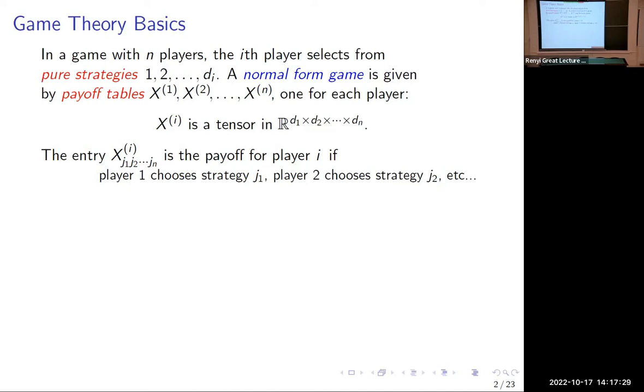And the interpretation is that this payoff is a real number, positive, negative, or 0. So the entry in the ith table in position j_1, j_2, up to j_n is the payoff which the ith player receives if everybody makes their choices. So if the first player chooses strategy j_1, player 2 chooses strategy j_2, and so on. So a game is given by n payoff tables, and these are really n-dimensional tensors filled with real numbers.